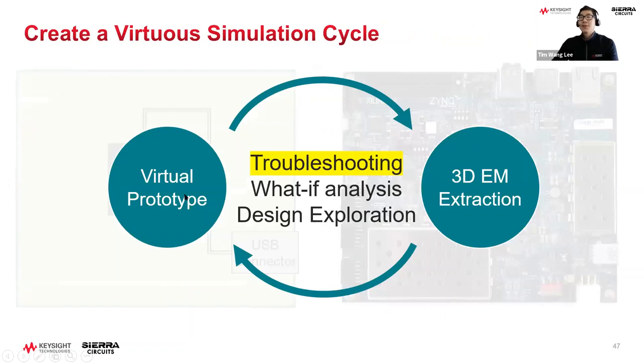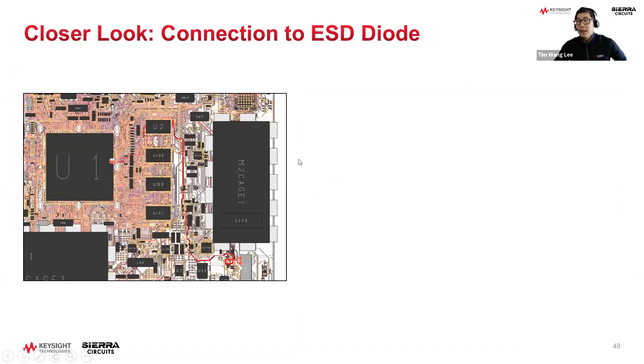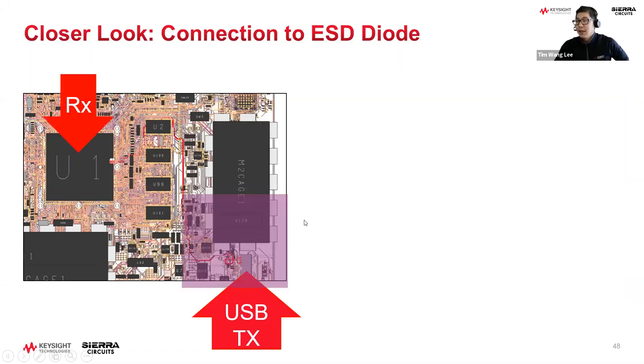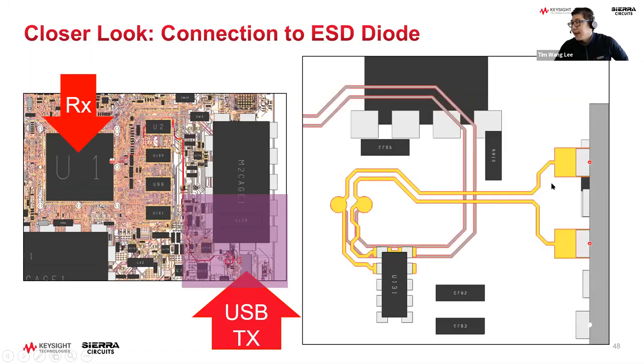So this comes to our virtuous simulation cycle. We finish all the expectations, all the virtual prototype. Now, we have a question. We can do a troubleshooting session really quickly. What I do is look at the 3D environment. I look at the 3D layout, take a closer look at the USB TX, and that's my RX right there. I zoom in. I see, okay, this is the trace, there's the via.